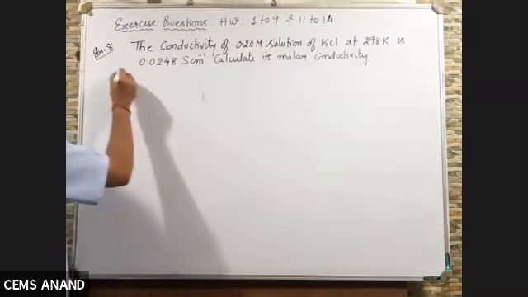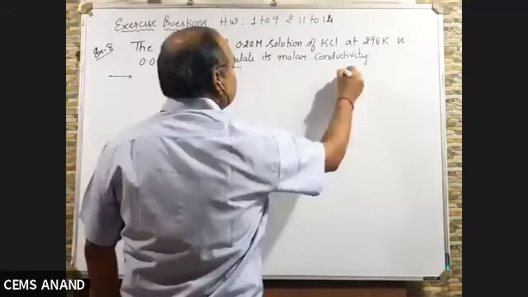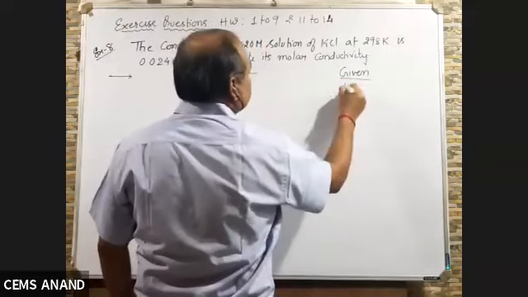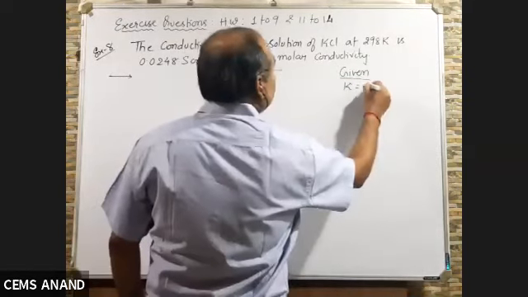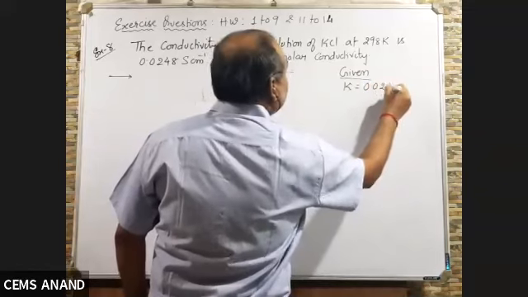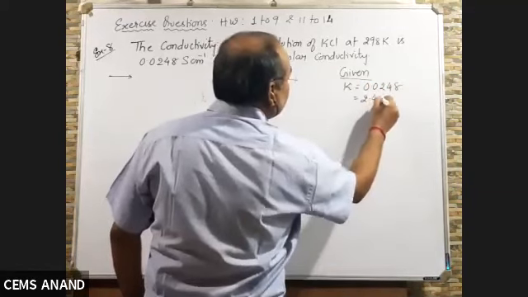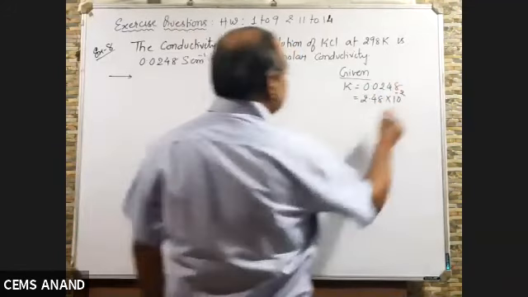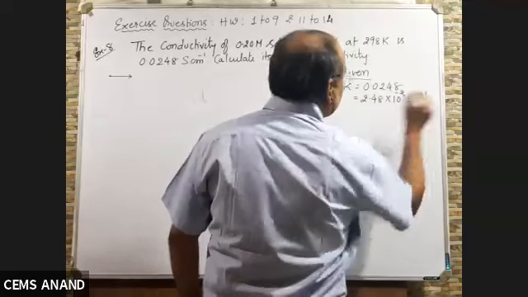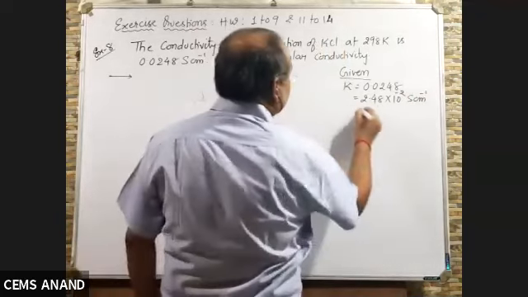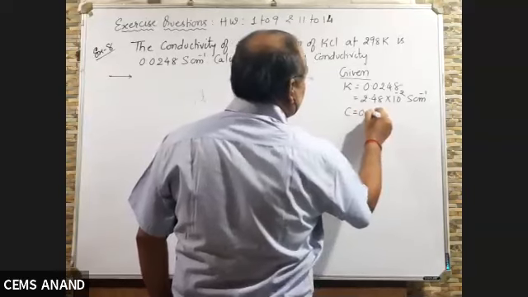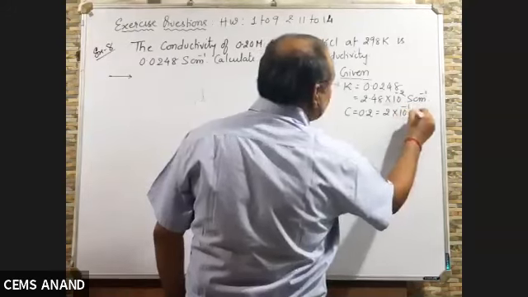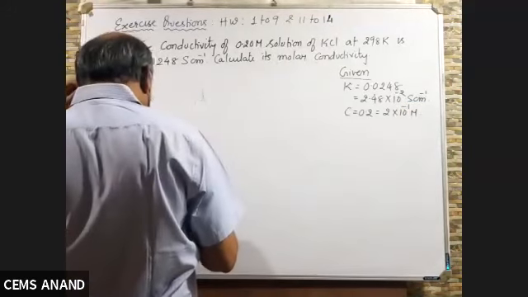Right? Now what is given? In this numerical, conductivity is given. Conductivity is 0.0248. Can I write it? It will be 2.48 into 10 raised to minus 2 Siemens per centimeter. Then molarity is given, 0.2. I can write it as 2 into 10 raised to minus 1 molar.